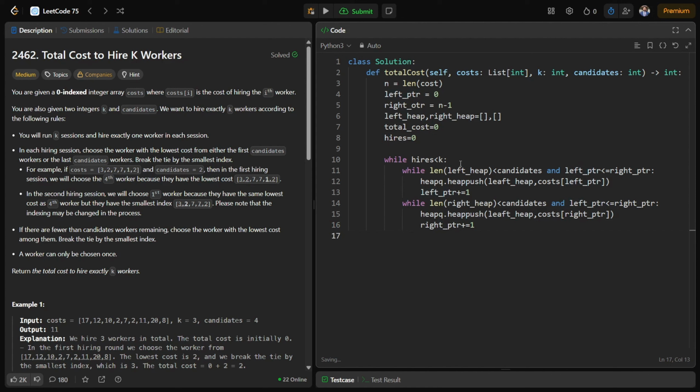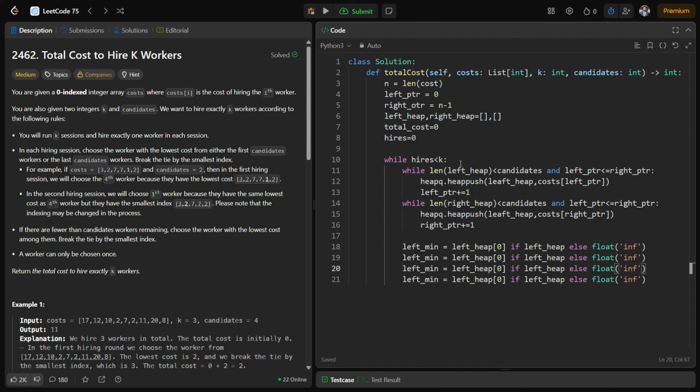Okay. After that, we'll go and have left min value, which will be basically left heap value if left heap exists. Else it should be float infinity. This will be changed to right heap. Same for this, and this will become right min.